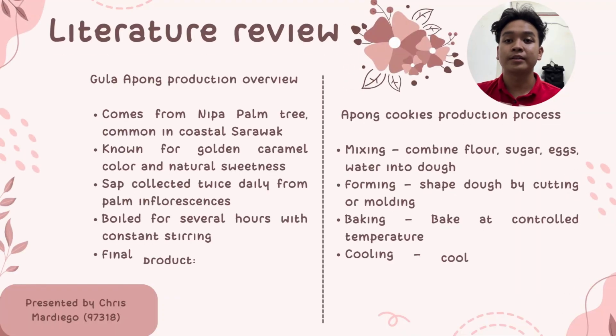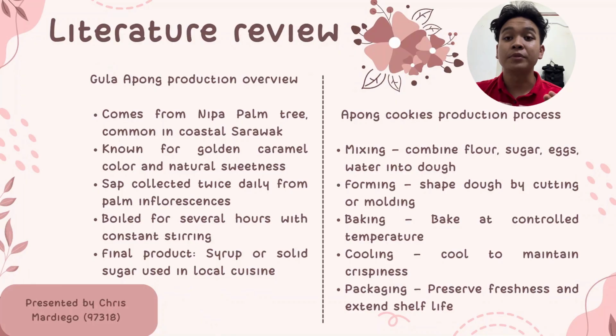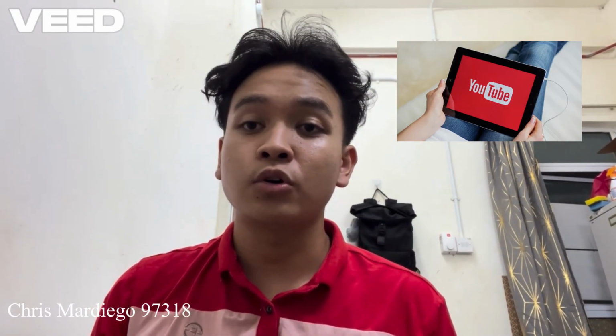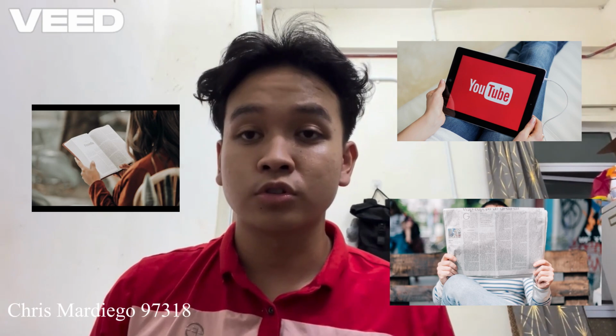Today, I will explain the production of gula apong and how it connects to our apong cookies project. Gula apong is made by collecting sweet sap from the nipa palm tree, then boiling it for hours to get a thick golden syrup. It is a traditional product of Sarawak, known for its natural sweetness. We use various sources like videos, articles, and books to understand this process and apply it to cookie making.